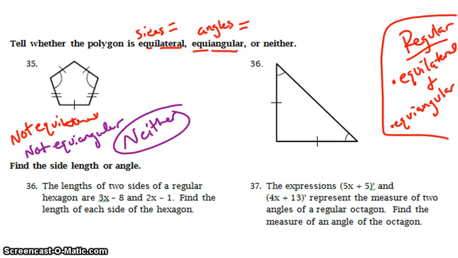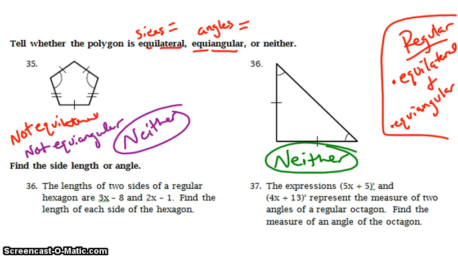And now looking at the angles, this angle and this angle are the same, but I know nothing about that angle in reference to its tick marks anyhow, because they didn't give it to me. So therefore, it can't be equiangular. So again, the answer is neither.